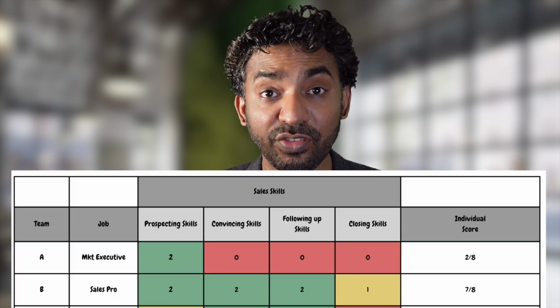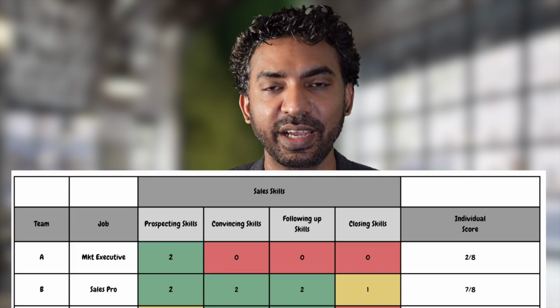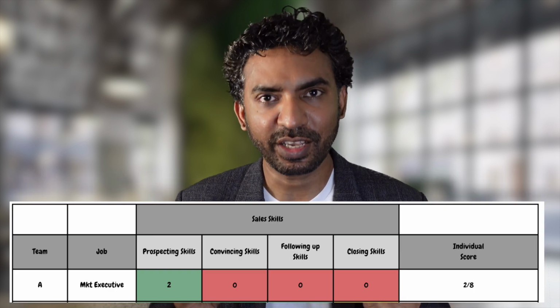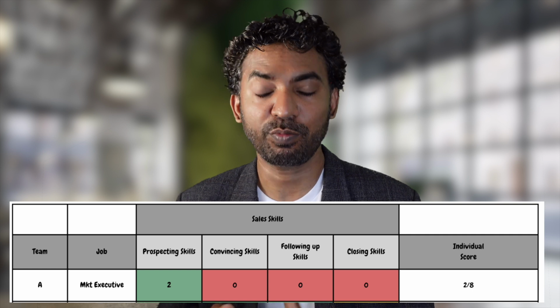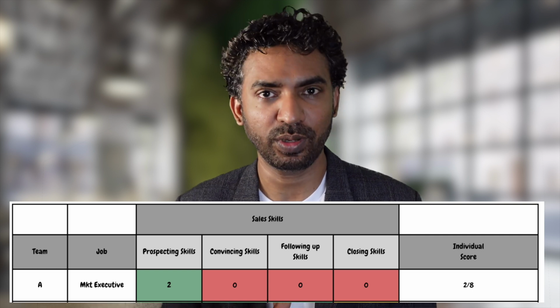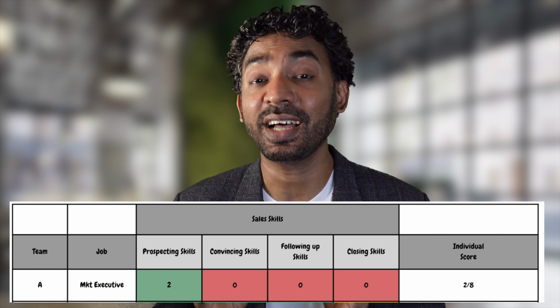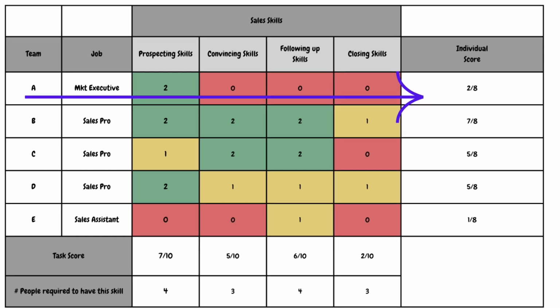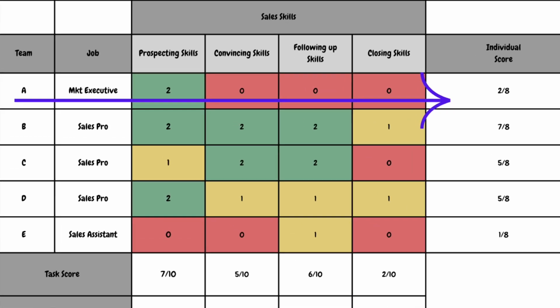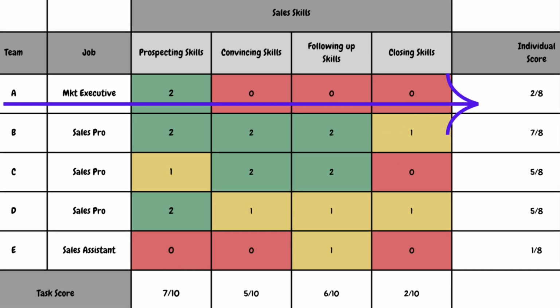By looking at my team, it seems B sales pro is very competent and he is a great asset to my team. In future, if I want to develop marketing executives as a sales pro, if I want to promote him as a sales pro, I just want to develop his other skills. He is having the prospecting skills, but he doesn't have the convincing skills, following up skills or the closing skills.